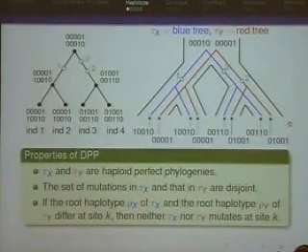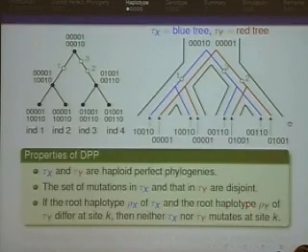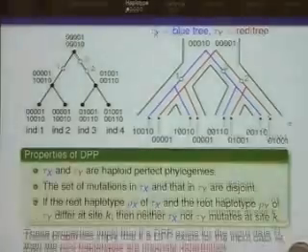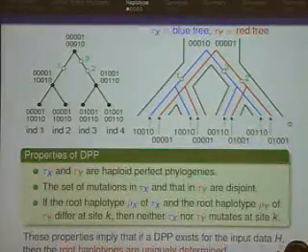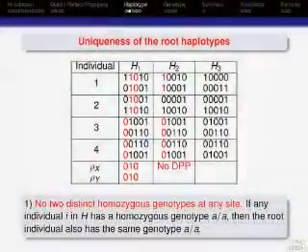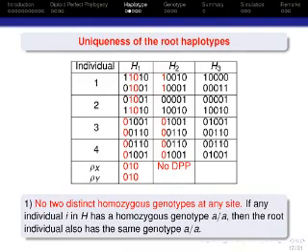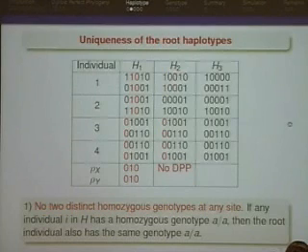And if the root haplotype of one tree and the root haplotype of the other tree differ at site K, then neither tree mutates at site K, again imposed by the one mutation per site condition. These properties combined can uniquely determine the root haplotypes as follows. If two distinct homozygous haplotypes appear, for example 1, 1 and 0, 0, then you immediately conclude that there's no DPP solution. If there is a homozygous individual, then you assign that genotype to the root sequence.